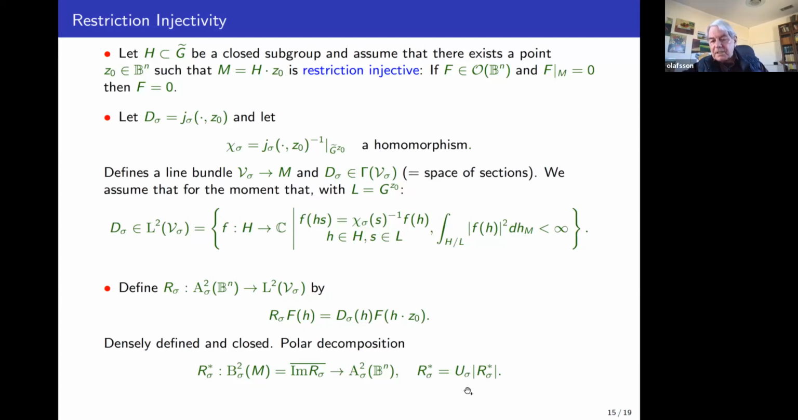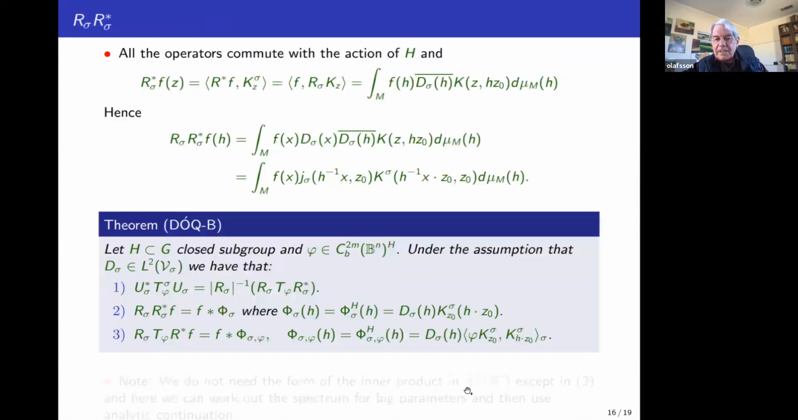The problem is that this U is usually not easy to figure out. What is also important is that this R star sigma is always a convolution map. That comes from the reproducing kernel, and as we see here, it does absolutely not matter how this inner product is defined.